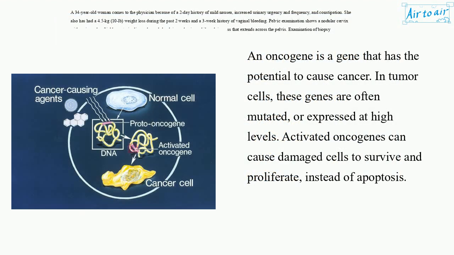An oncogene is a gene that has the potential to cause cancer. In tumor cells, these genes are often mutated or expressed at high levels. Activated oncogenes can cause damaged cells to survive and proliferate, instead of undergoing apoptosis.